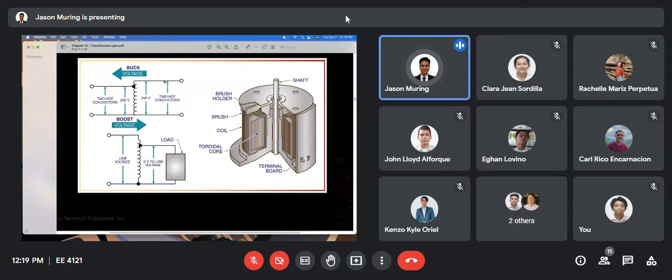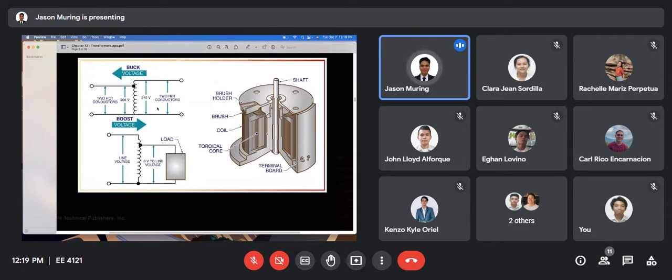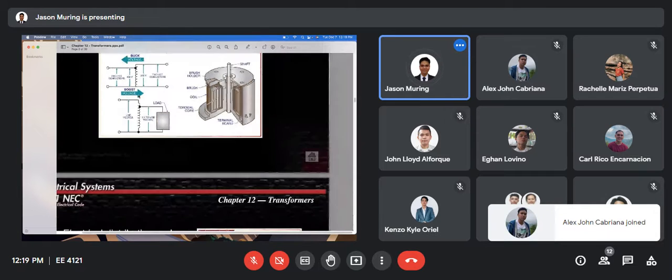So this is correct because of the direction. So going that way, line voltage, 0. So probably something to do with terminologies. But usually, especially for electronic circuits, buck is used for stepping down the voltage and boost is for stepping up the voltage.